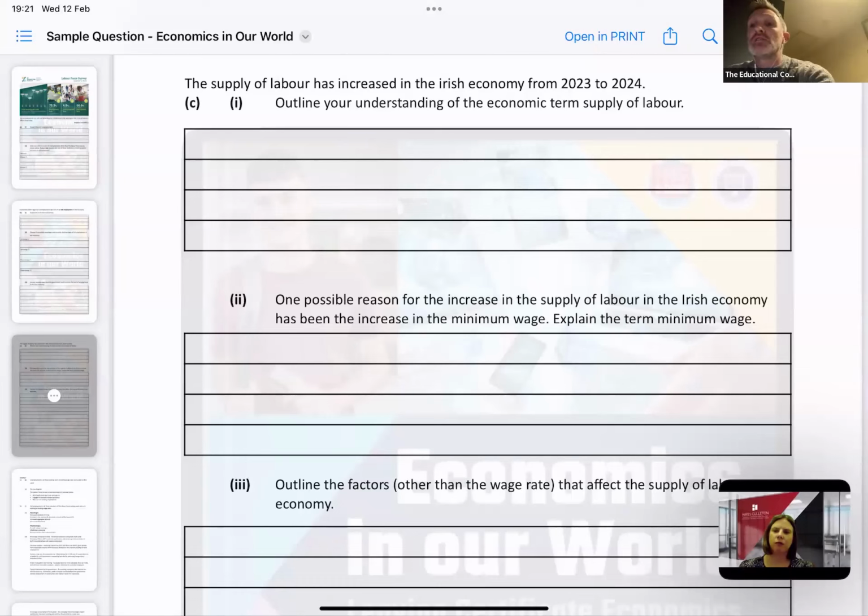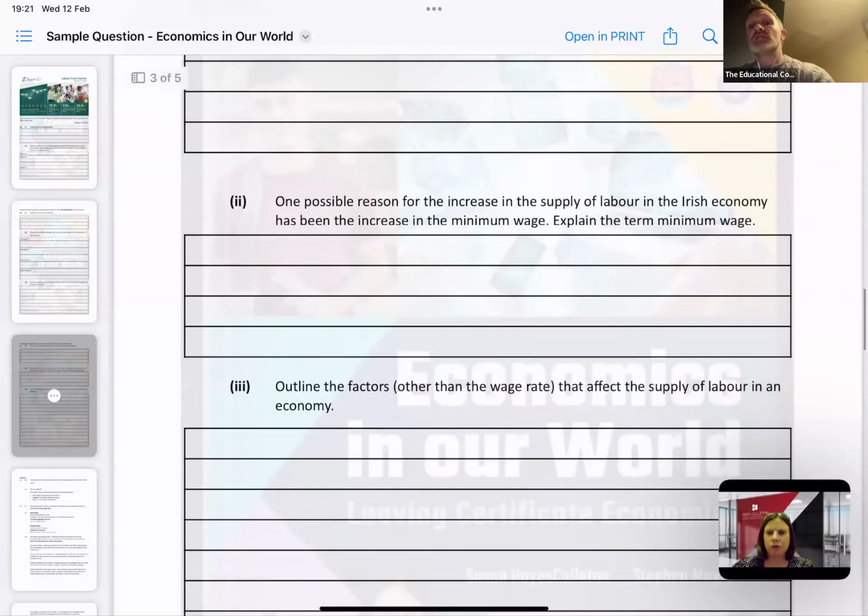And again, that's what we're looking for there in terms of the definition: outline your understanding. And again, it's not define, it's outline your understanding. So students are getting some marks there for getting across the supply of labour, what they mean by that. And again, there's 3 parts to this question.